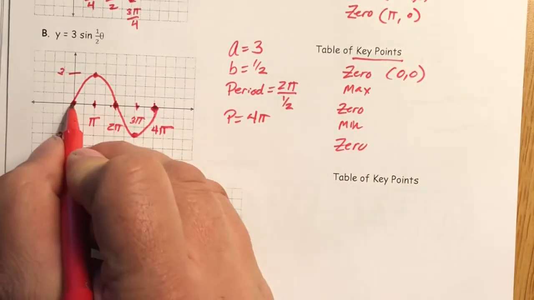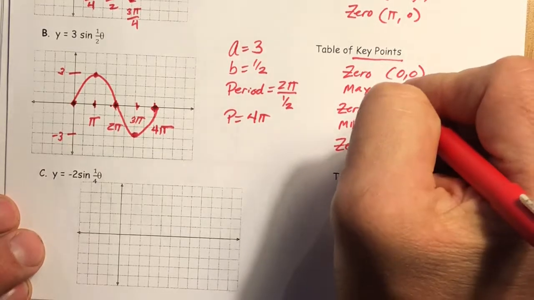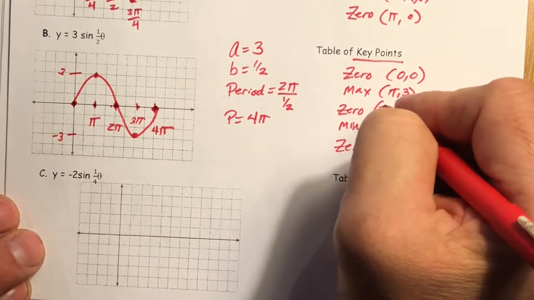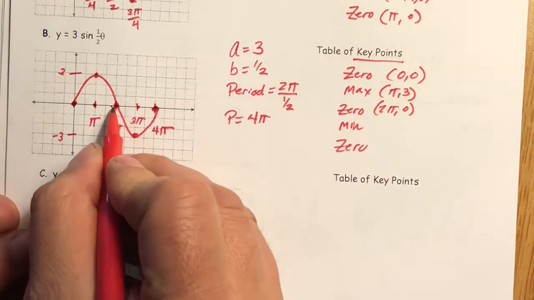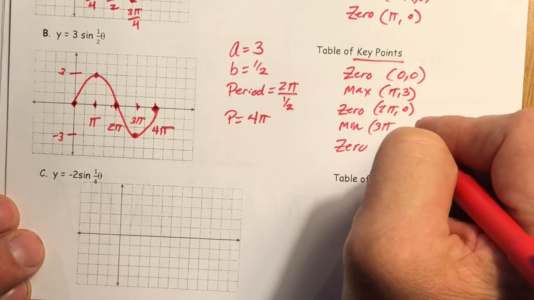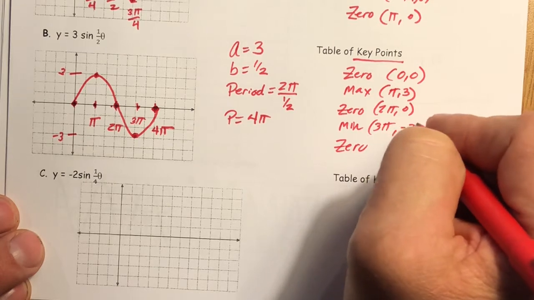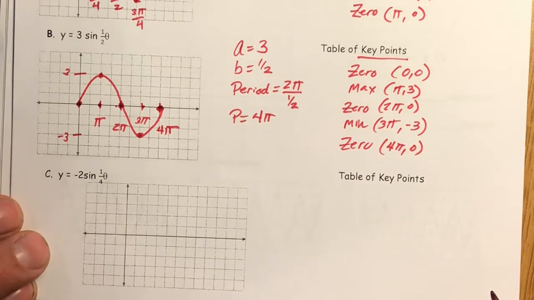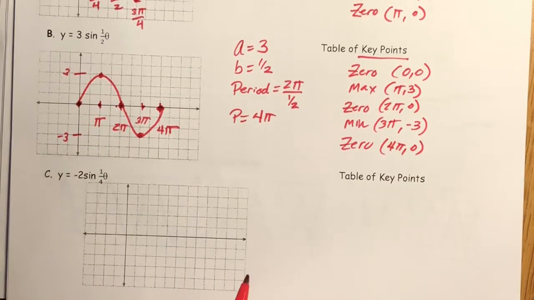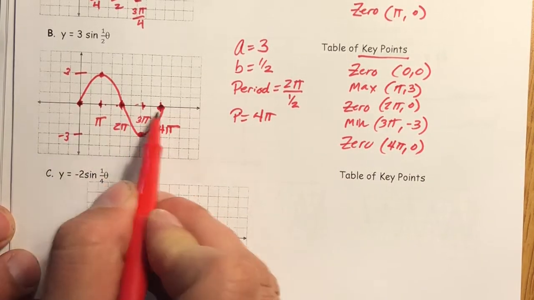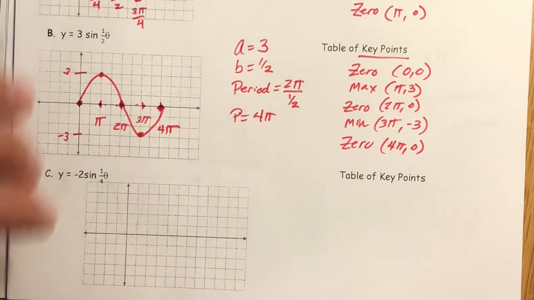So here we go. My maximum is at pi, comma 3. My other 0 is at 2 pi, comma 0. My minimum is at 3 pi, comma -3. And the 0 is at 4 pi, comma 0. Okay? That's the easiest way to graph these functions. Take the period, count it out, and then label the other key points. All right, so hopefully you guys are getting that.